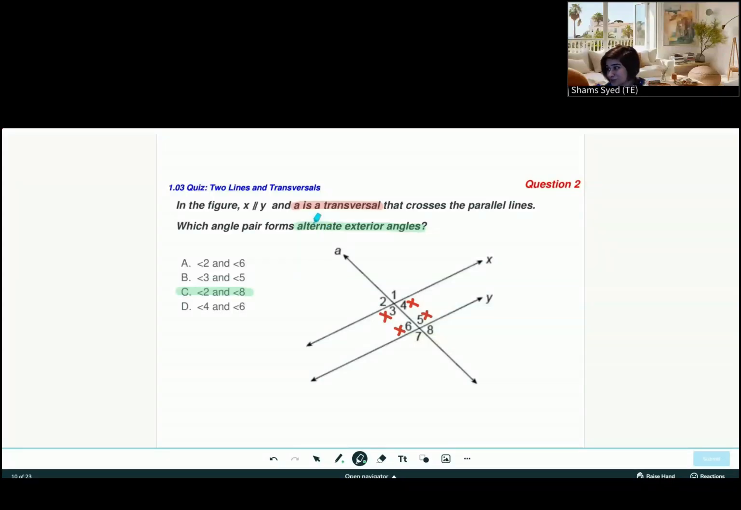Alternate means two different sides of the transversal, and exterior means outside. C looks right. In C, angle 2 and angle 8 are on two different sides of the transversal. 2 is towards the left side, 8 is to the right side, and they're also exterior. It seems like 90% of you got it right. Wonderful. We'll move on to question 3.